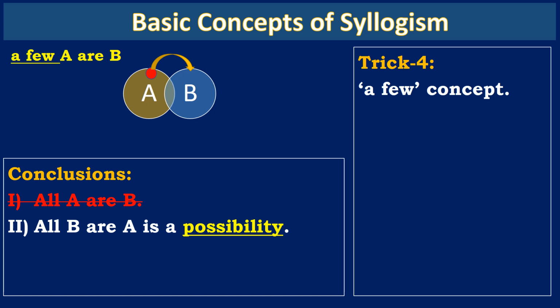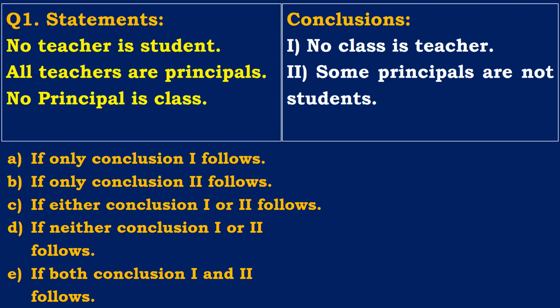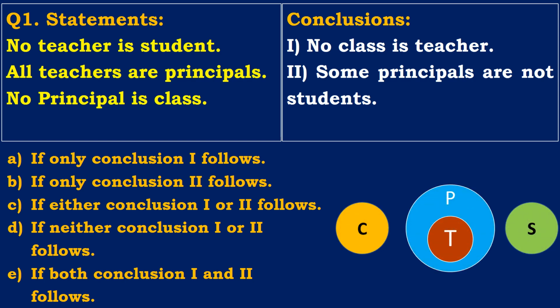Model 1: Basic concept. Challenge 1. Statements: No teacher is student. All teachers are principals. No principal is class. Conclusions: No class is teacher. Some principals are not students. The Venn diagram shows that the teacher and the class are unrelated. As a result, conclusion 1 is correct. Principals and students are also unrelated. As a result, conclusion 2 is correct. Both conclusions follow the statements. Hence, option E is the appropriate answer.